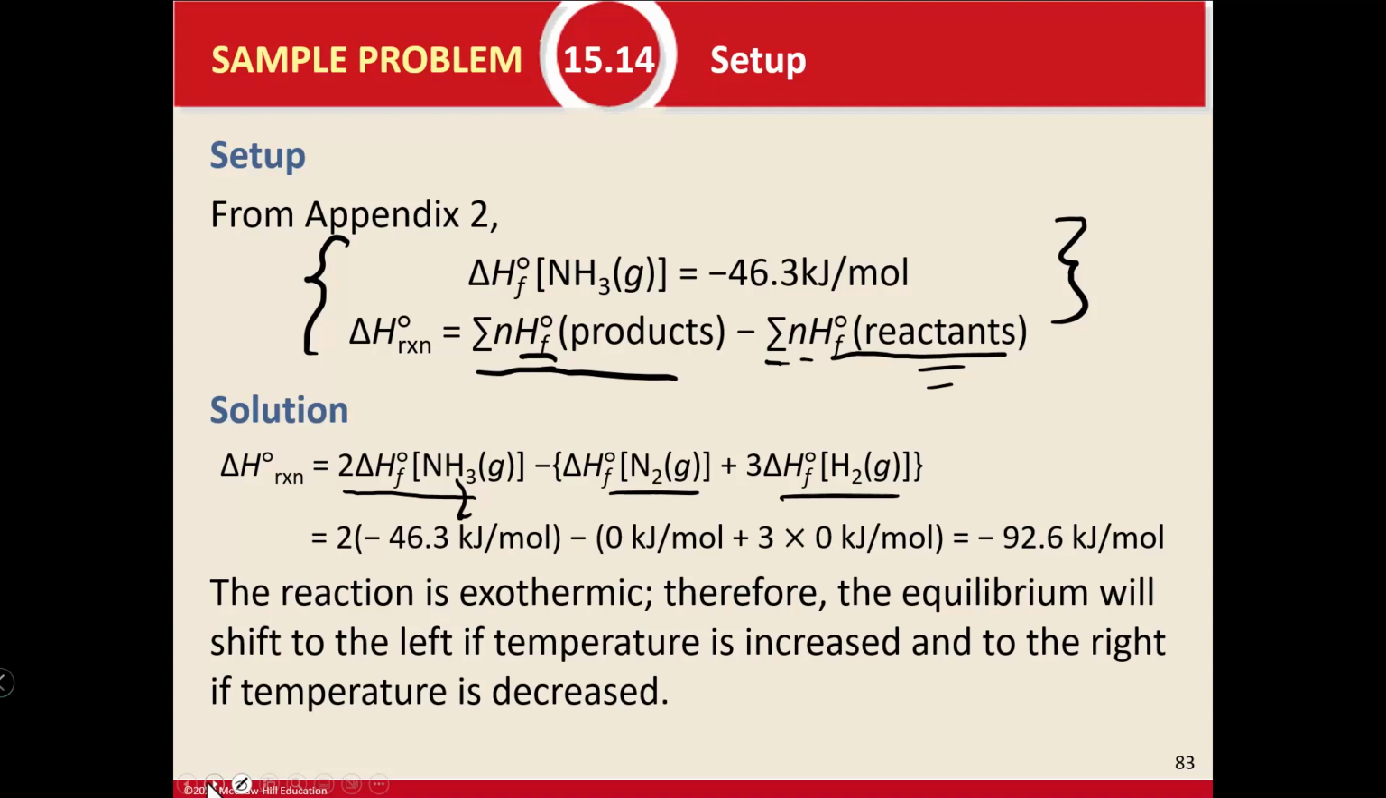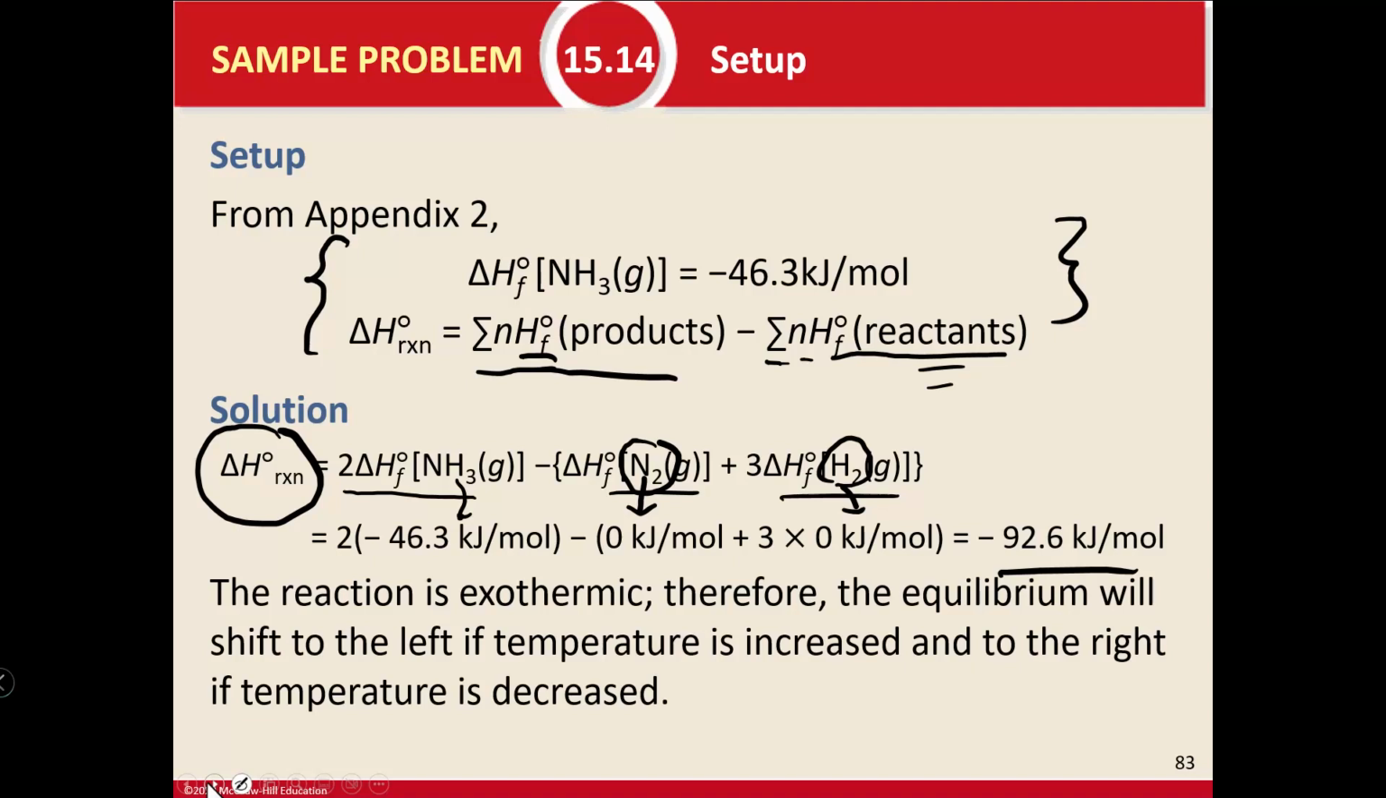We plug those in. Now, any pure element has a standard enthalpy of formation of 0. The standard enthalpy of formation of hydrogen is 0 because that's its elemental form. This is nitrogen's elemental form. And so when we calculate the delta H for this reaction that we were looking at on the other page, we find out that it's negative 92.6 kilojoules per mole. So the standard enthalpy of this reaction is negative 92.6.